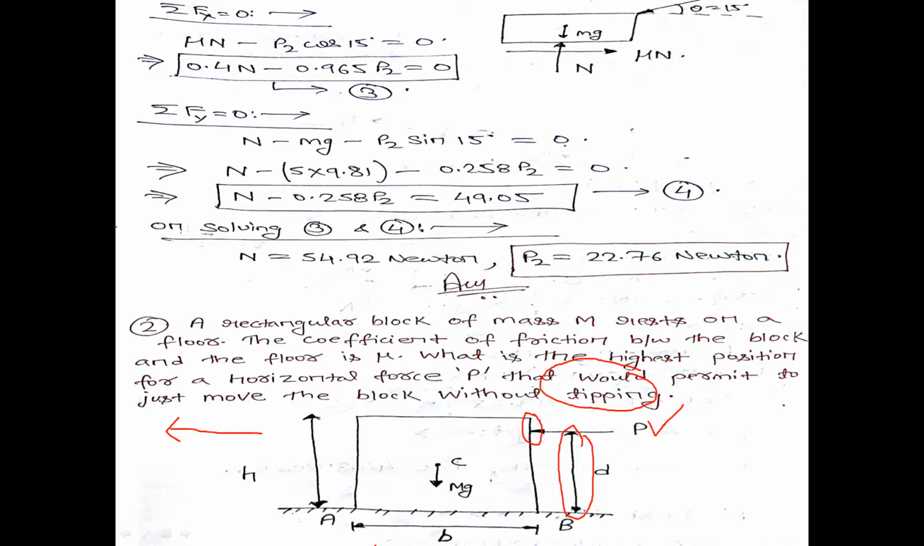Hello. Fine. So for the tipping condition, or the toppling condition, let us draw the free body diagram of this problem. For tipping or toppling, remember that this block will not be in touch with this horizontal surface at point B. If this is the condition, then the block will be in touch with this horizontal surface at point A.